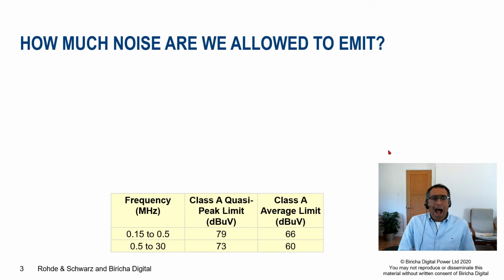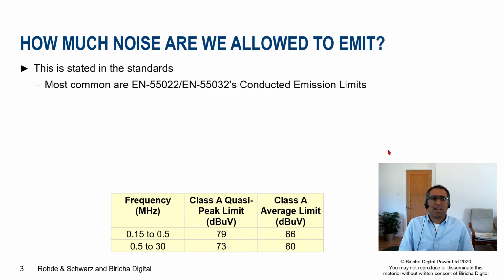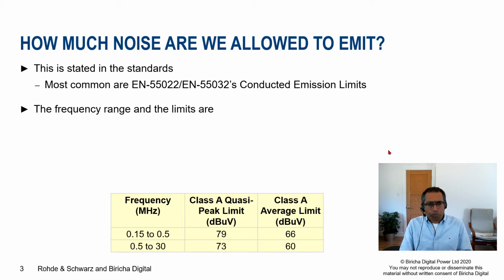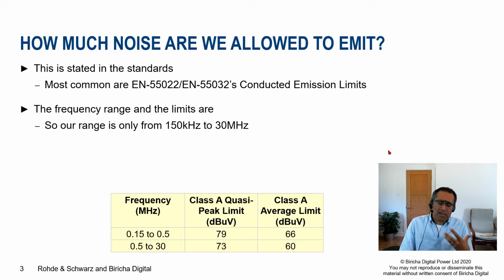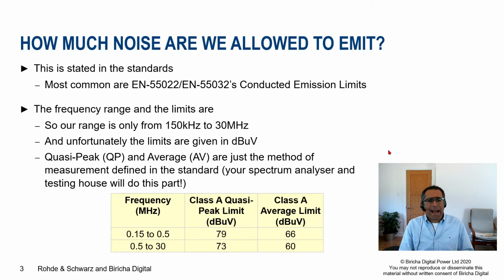So, how much noise are we allowed to emit in order to make our product pass? Well, these are defined in standards. In particular, the important ones are EN 55022 or EN 55032, and the conducted emissions limits are defined here, including at what frequencies. In our case, we are really concerned about 150 kilohertz to 30 megahertz. And unfortunately, these are given in dB microvolts.